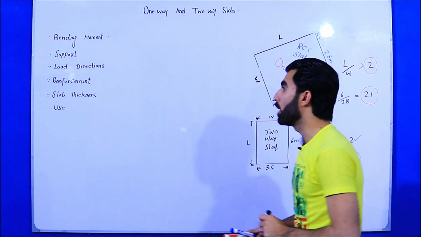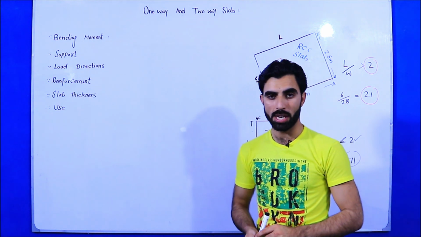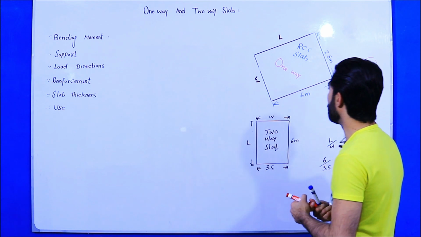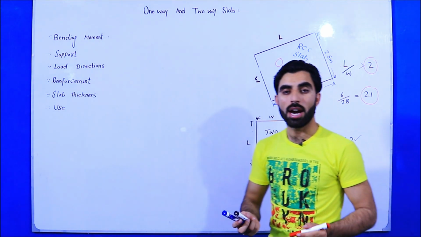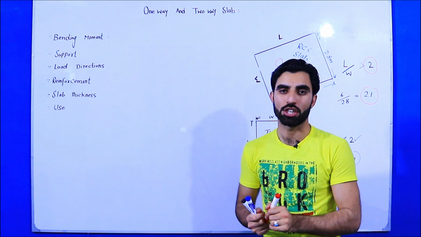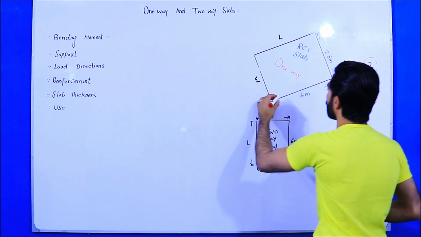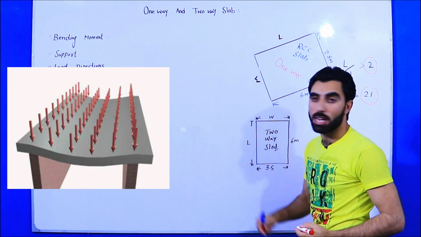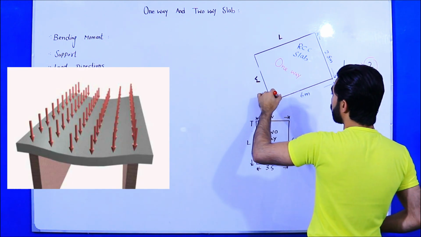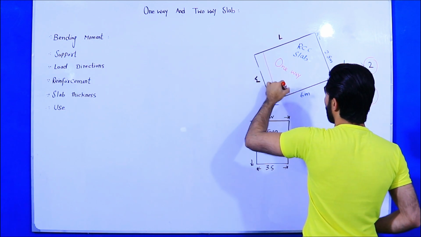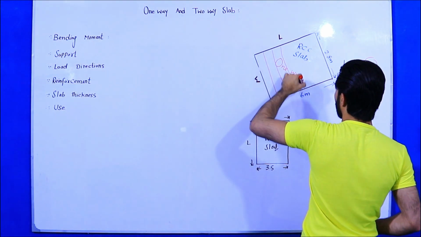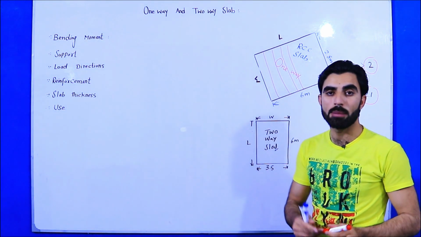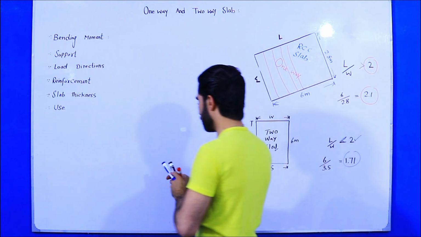Now guys, come to its bending moment. Here in one-way slab, the slab will be bent in one direction. How? As you can see in the picture, this is the picture of one-way slab, especially in bending moment. So it should be bent just in this direction, like this, right? The slab is bent in one-way slab in one direction.